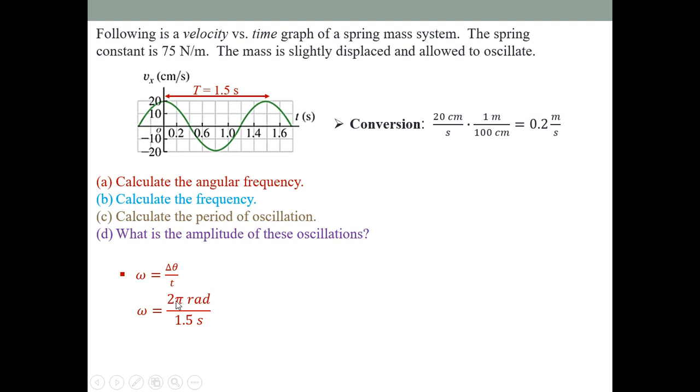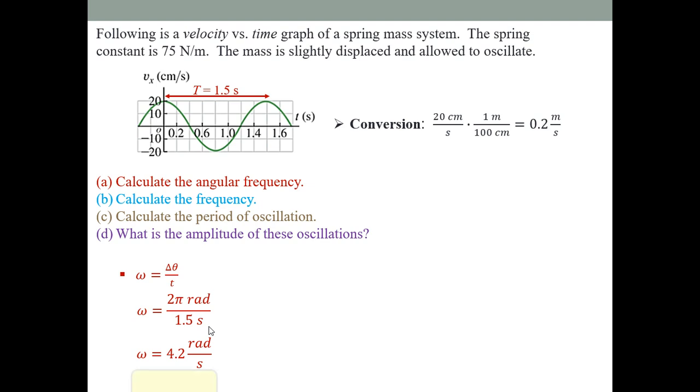And then in this case, if you use 2 pi rad, you must use the time for one complete cycle, which is known as the period, which is capital T, which I just showed you how to do up here. So that capital T is 1.5 seconds. And then we just reduce that. We get angular frequency as 4.2 rad per second.